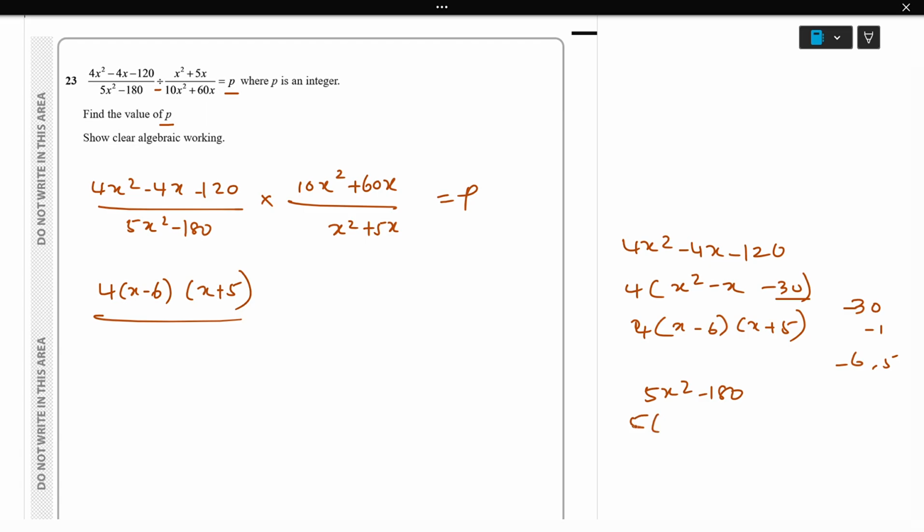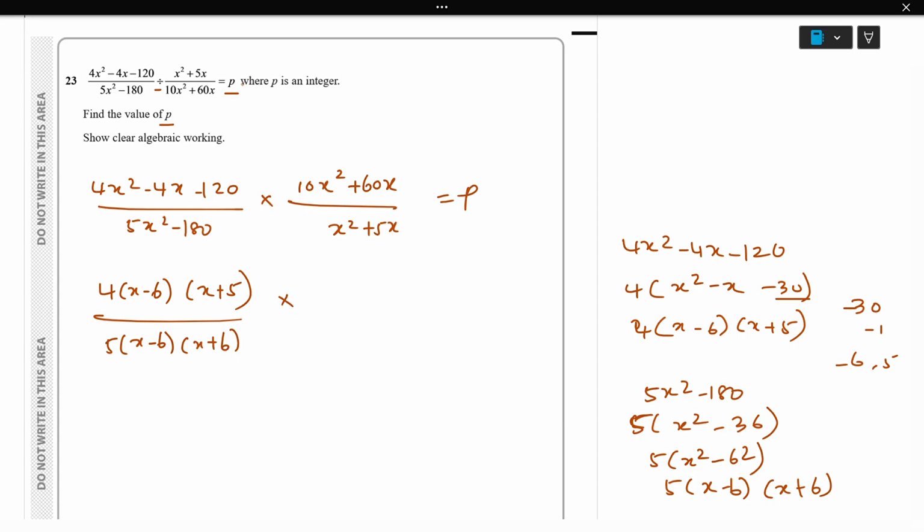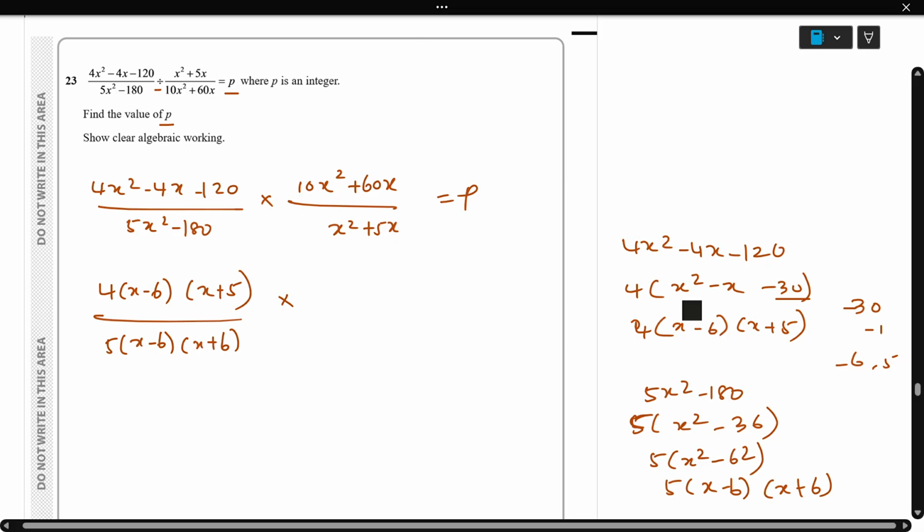Bring 5 outside: x squared minus 36. So 5 into (x squared minus 6 squared). So 5 into (x minus 6)(x plus 6). Now I will erase this.